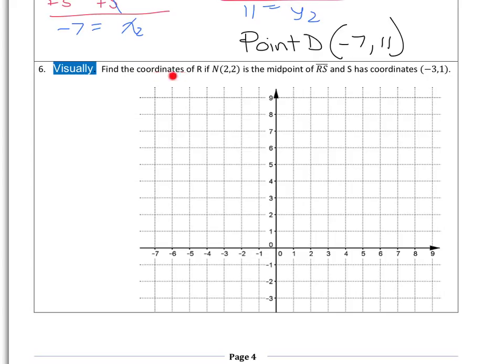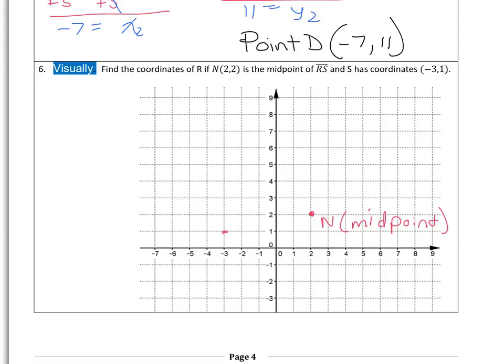Okay, so find the coordinates of R if N is the midpoint of RS, and we are given a particular location for that other endpoint, point S. So let's graph what we know. We know that N is the midpoint, and it's located at 2, 2. And let's mark it just so that we don't forget that this isn't an endpoint, it's a midpoint. And we're told that point S, which is an endpoint, is at -3, 1.